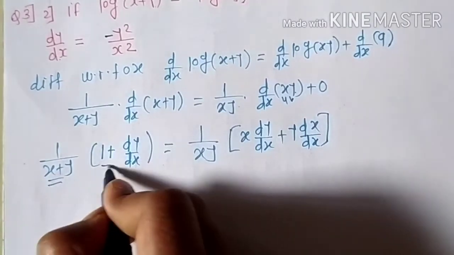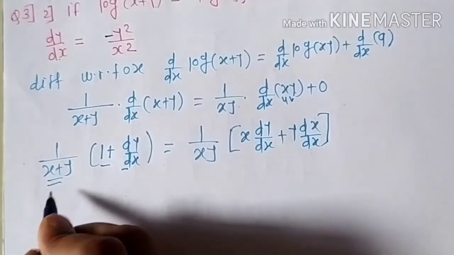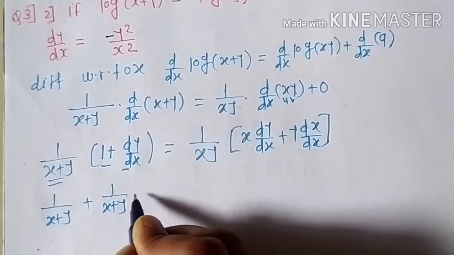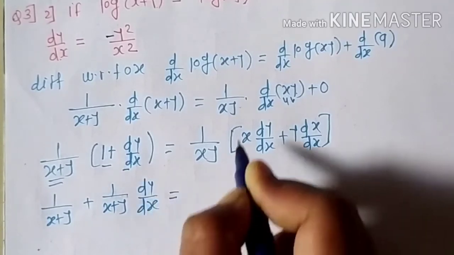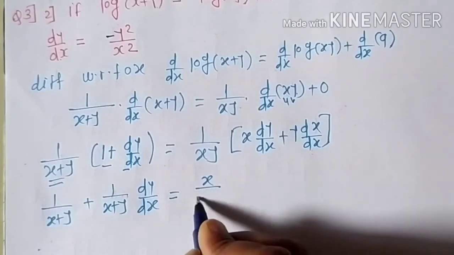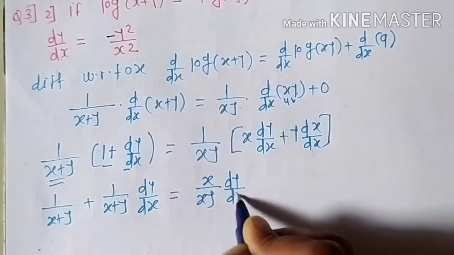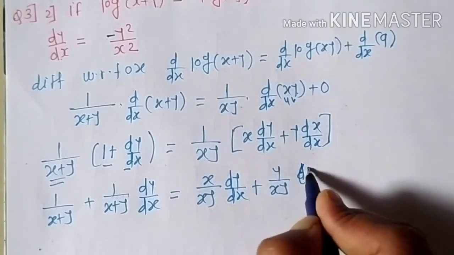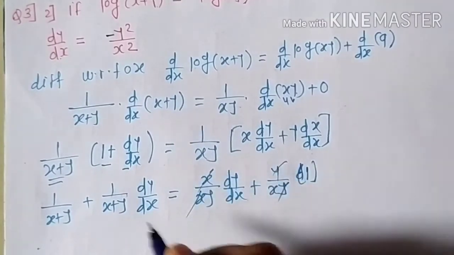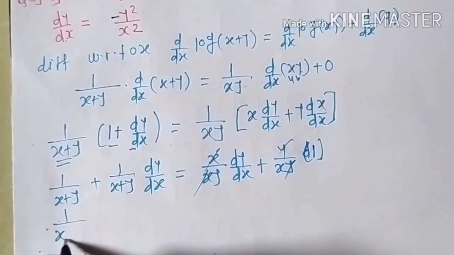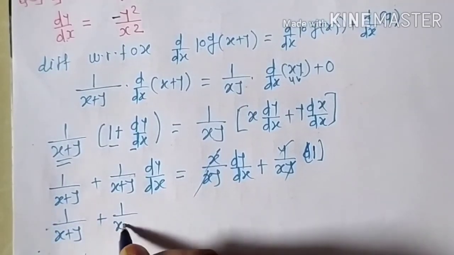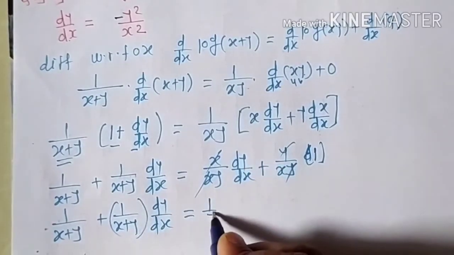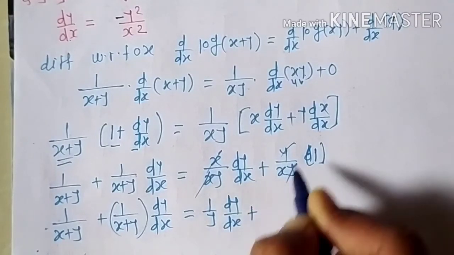Then multiply this term to this and this separately in order to separate out the term of dy by dx. The 1 by x plus y plus 1 by x plus y into dy by dx is equal to, multiplying this term, the numerator is x divided by xy into dy by dx plus y divided by xy into dx upon dx, whose derivative is 1. Then cancel out the common term y, the remaining is 1 by x plus y plus 1 by x plus y into dy by dx is equal to, here remaining is 1 by y into dy by dx plus, here remaining is 1 by x.